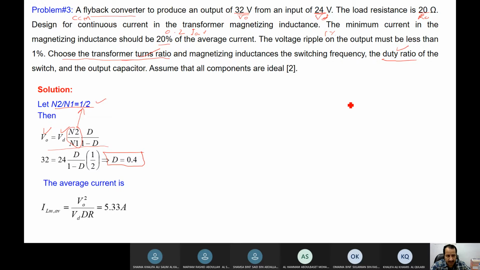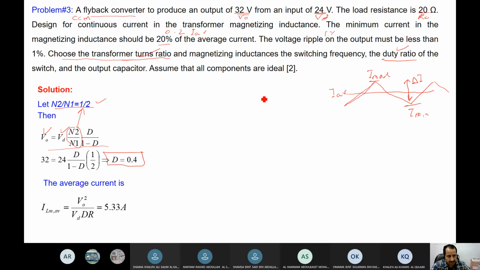Just to remind you, don't forget that the inductance current is assumed to be a straight line in this way, increase, decrease. Here is the maximum, I maximum. Here is I minimum, and here is delta I, the ripple, and here is I average. Okay, now average current can be calculated in this way.